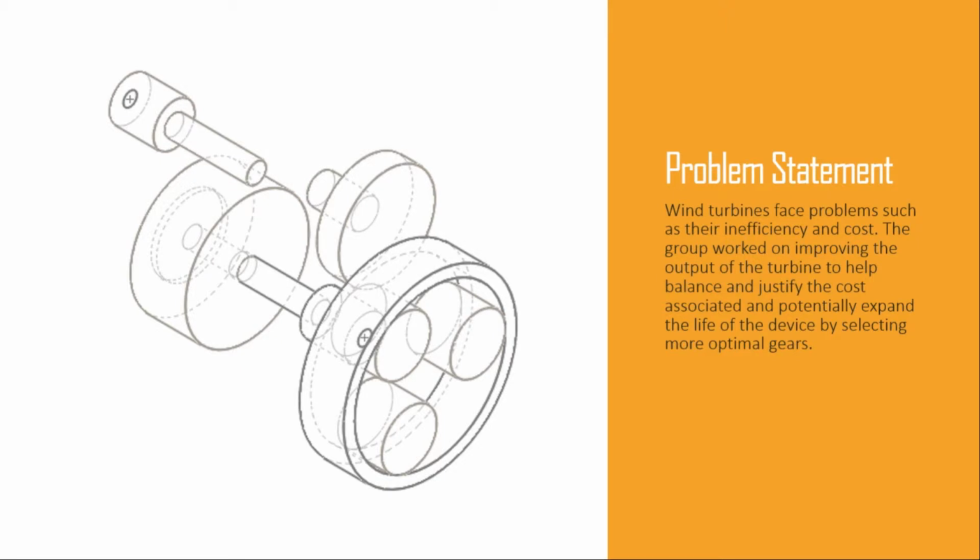Problem statement. Wind turbines face problems such as their inefficiency and cost. The group works on improving the output of the turbine to help balance and justify the costs associated and potentially expand the life of the device by selecting more optimal gears.